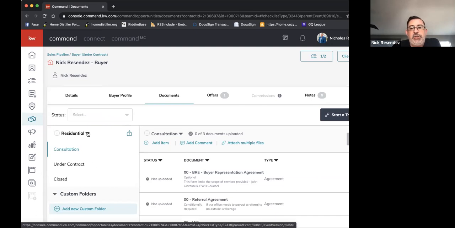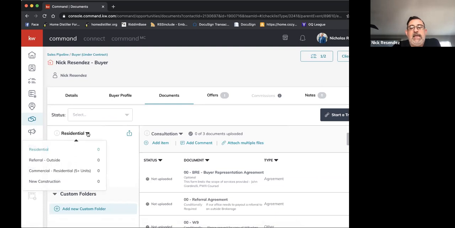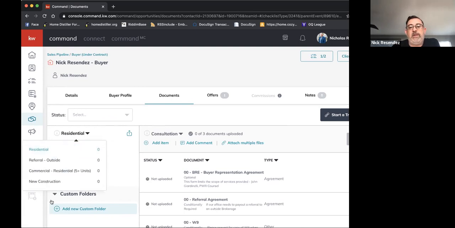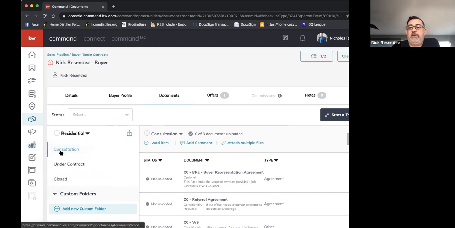And I can choose right here where it says residential, I can drop this little caret down and it'll show me the different checklists that are available for me. Okay, so I'm defaulted here on residential. And if I needed another one, there's other options there. Okay, so when you first go into one of these opportunities, there'll be no checklist selected. So you would be forced to have to choose which one of these do you want. And you would check residential for most cases. And it'll pull up these three folders here: consultation, under contract, and closed. Okay, so these three folders.